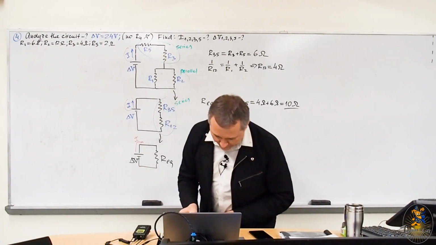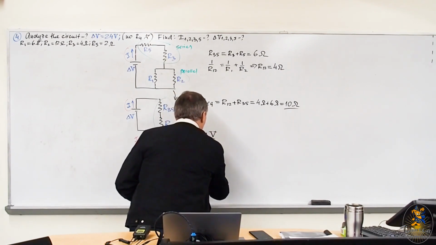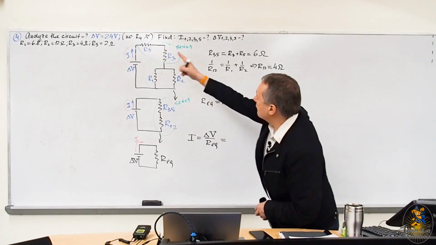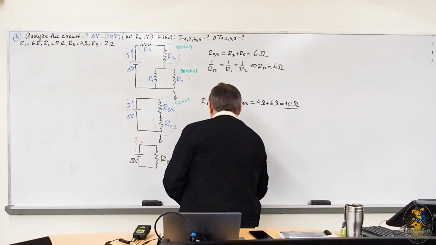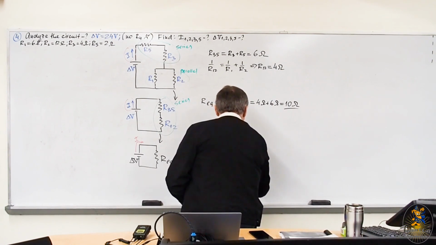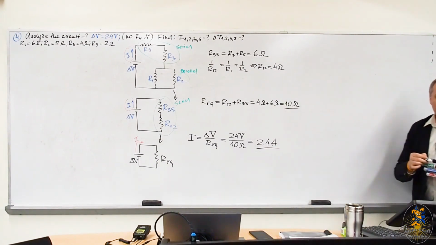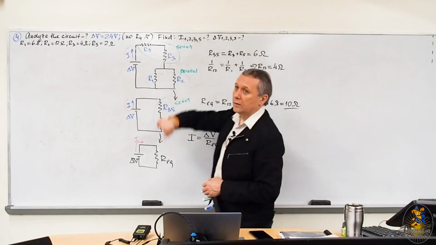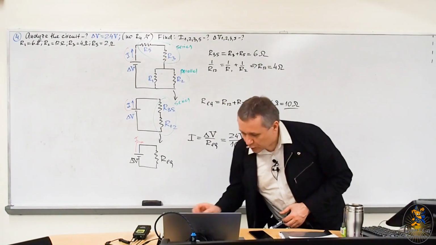I label the current just I. I equals delta V divided by R equivalent. Delta V is 24 volts, divided by 10 ohms. Oh, nice numbers, more or less. So 2.4 amps, the total current. Now we've managed to create this crack, and we just need to make it bigger and see all these unknown quantities. Let me check. Yes, 2.4.